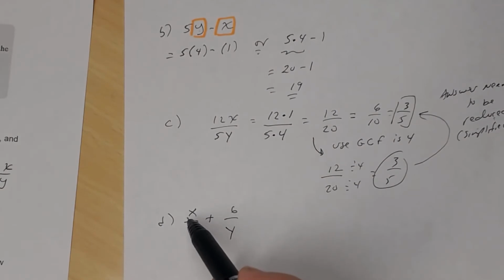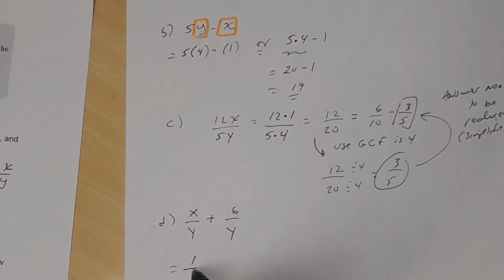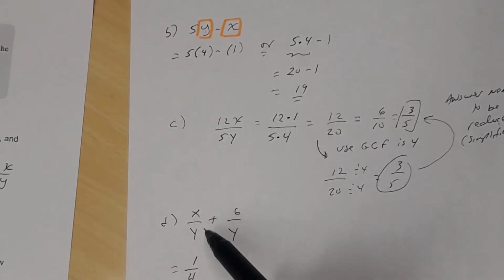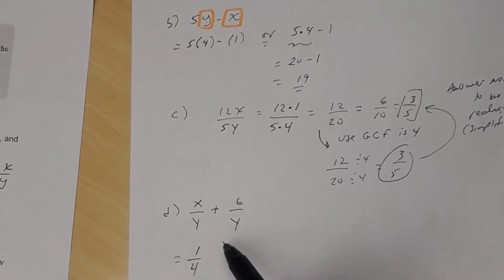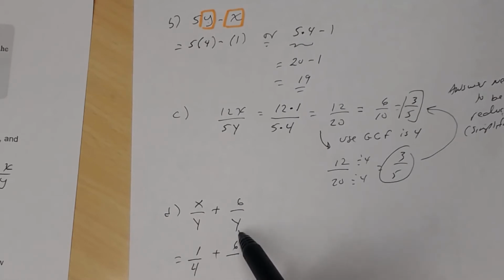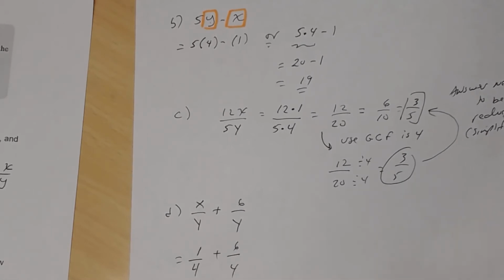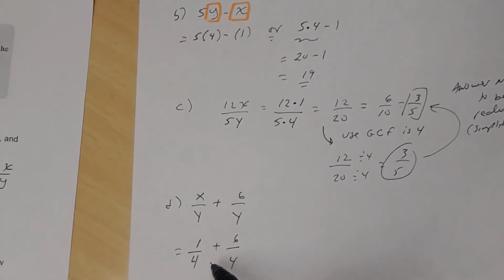Okay, so x, remember, is 1. So x divided by y is 1 divided by 4. Remember, x is 1, y is 4. So that's what I get. Plus 6 divided by y, and y is 4. All right. Now remember, in a previous course, in this case, you're adding two fractions, and notice the denominators are the same. So I can add these two fractions right now. I don't have to find a least common denominator because the denominators are the same.